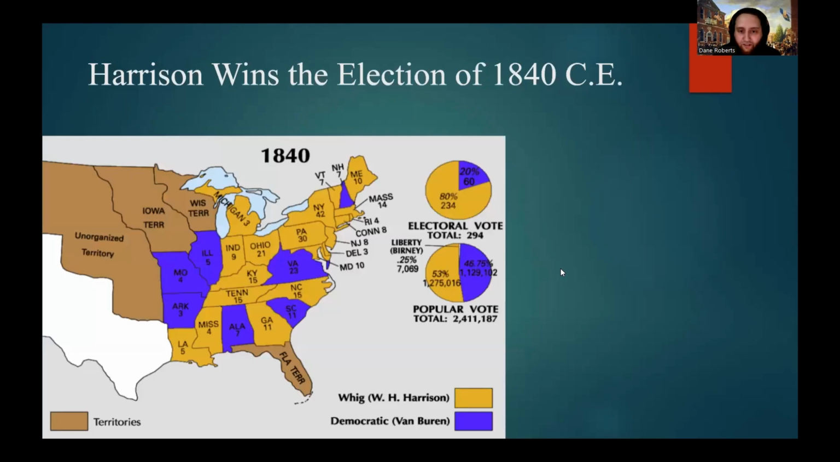Much like Jackson, Harrison's campaigning strategies would win him the election of 1840 CE. Of course, this is also in large part caused by things like the Panic of 1837 CE, which was wildly unpopular for very obvious reasons, and of course, the blame of which was placed upon Jackson and also by proxy Martin Van Buren.